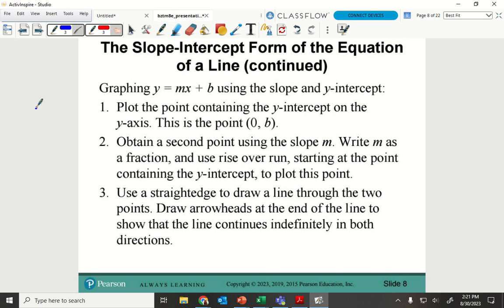Slope-intercept form of the equation of a line: graphing y equals mx plus b using slope and intercept. Okay, we start by plotting the point containing the y-intercept on the y-axis. This point is (0, b). So whatever my b value is, I'm going to put it right there on the y-axis. To obtain a second point using the slope m, write m as a fraction, rise over run, starting with the point containing the y-intercept, and plot this point. Use a straight edge to draw a line through the 2 points. Draw arrowheads at the end of each line to show that the line continues indefinitely in both directions.